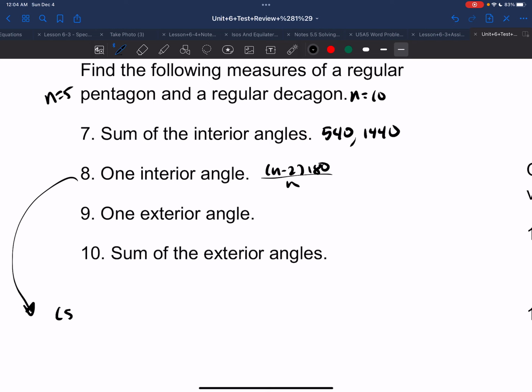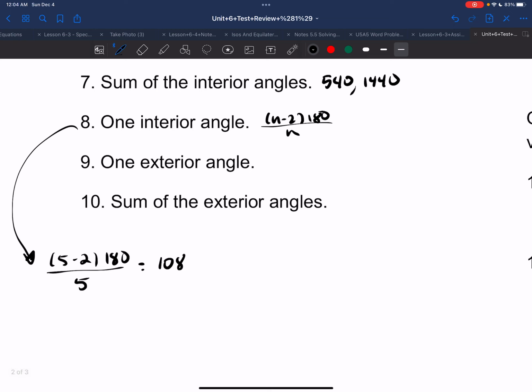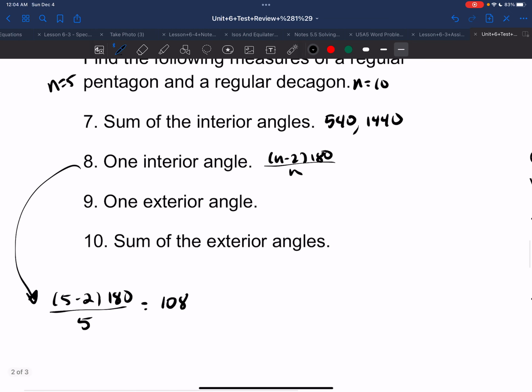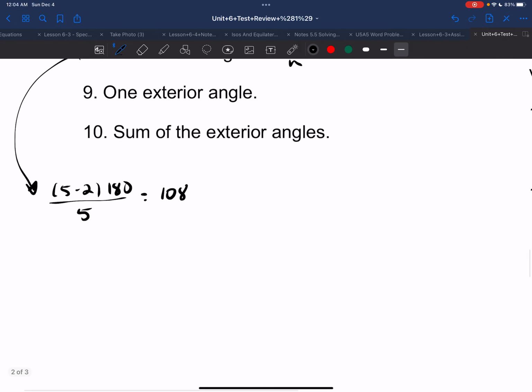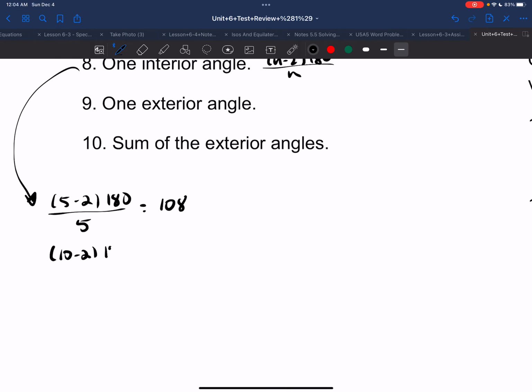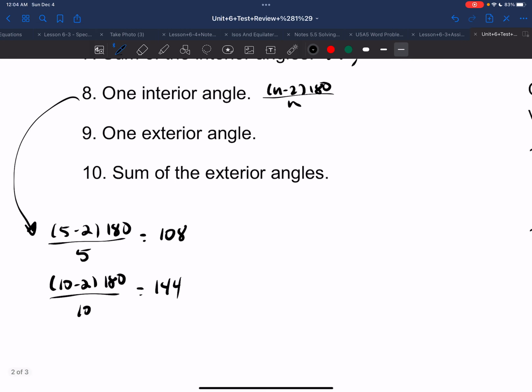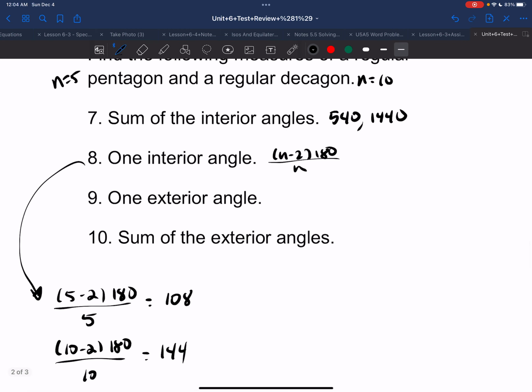So 5 minus 2 times 180 divided by 5, which is going to be 108. Okay, and then for a decagon, so it's 10 sides, that's going to be 10 minus 2 times 180 divided by 10, which is equal to 144. Okay, so respectively, a pentagon is 108 and a decagon is 144 in terms of one interior angle.